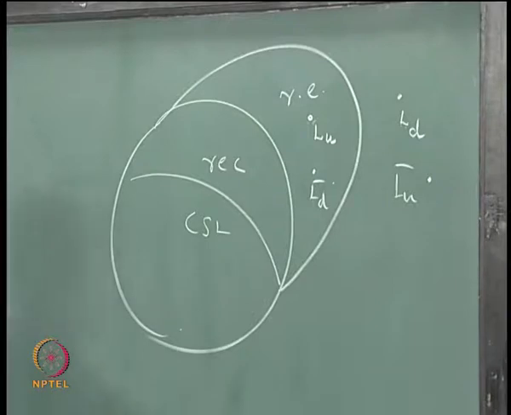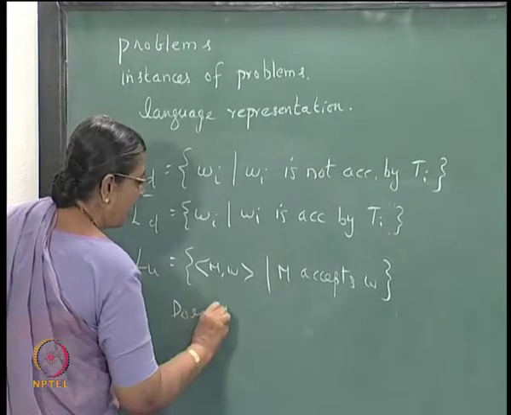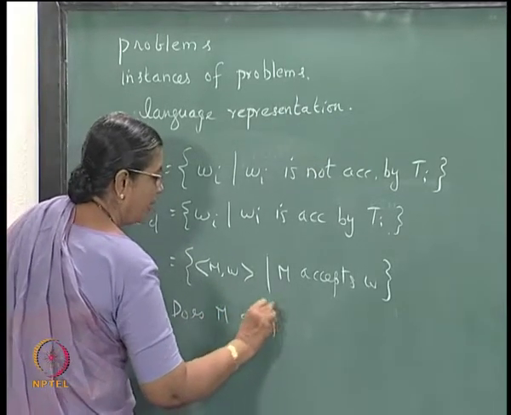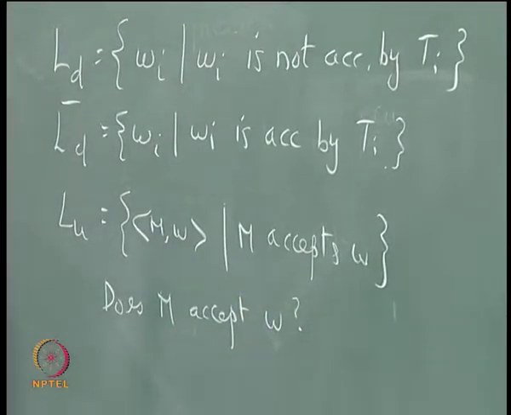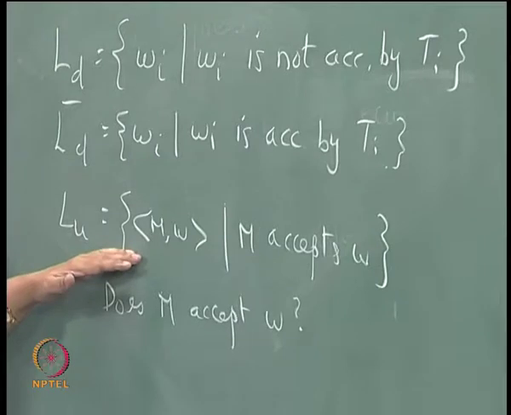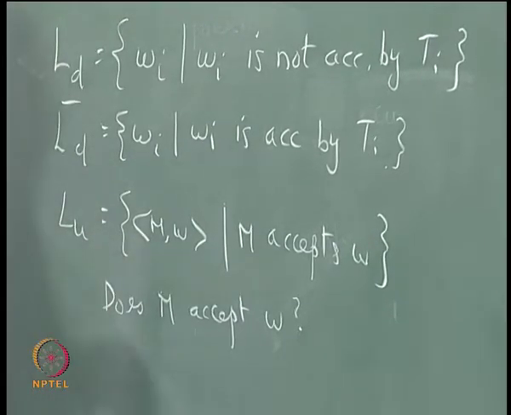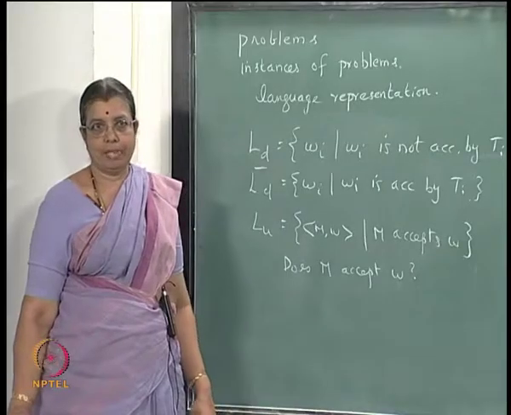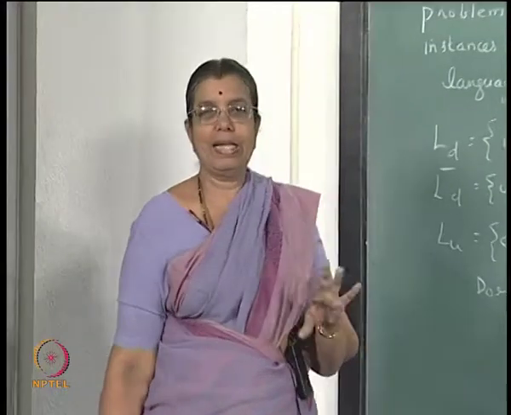So, the corresponding problem for Lu is, does M accept W? This is the problem. The language representation is this. This problem, does M accept W, is undecidable. Halting problem is, does M halt on W? There is a slight difference. This is M accepts W.